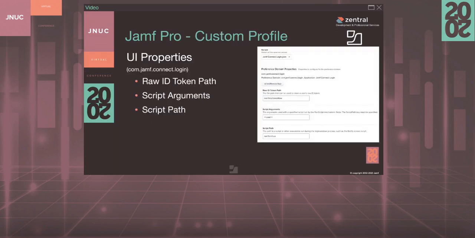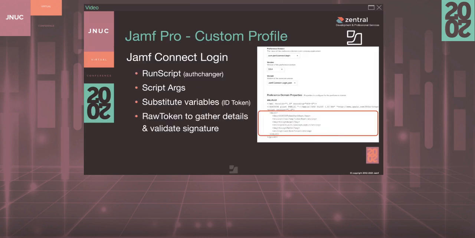In Jamf Pro, you can set up details with a custom profile. For example, we can set the file path to store a raw ID token into the file system, and we can also provide script arguments. As mentioned, it's mandatory to activate the run script mechanism, and for that, you want to provide a valid script or valid binary for the script path.